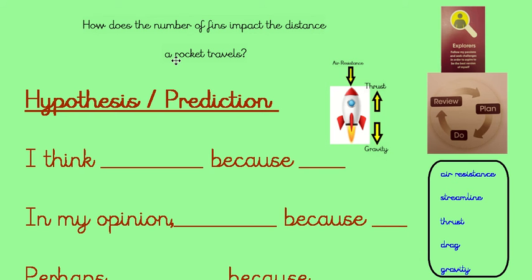Less fins, does it travel a smaller distance? Or is it the other way round? Do less fins mean a greater distance travelled? And more fins mean less distance is travelled?